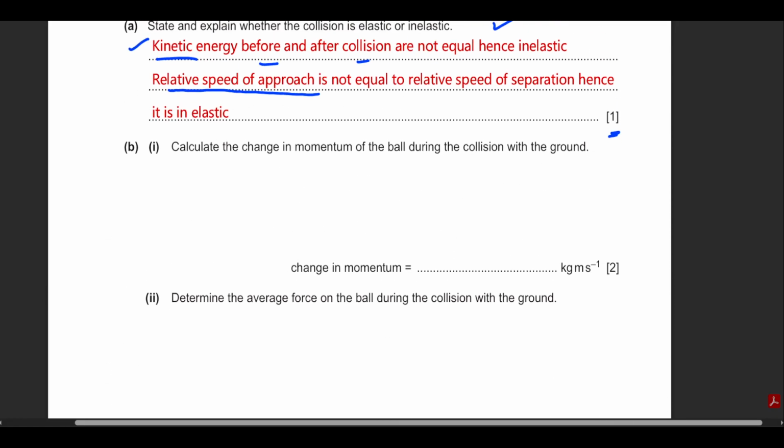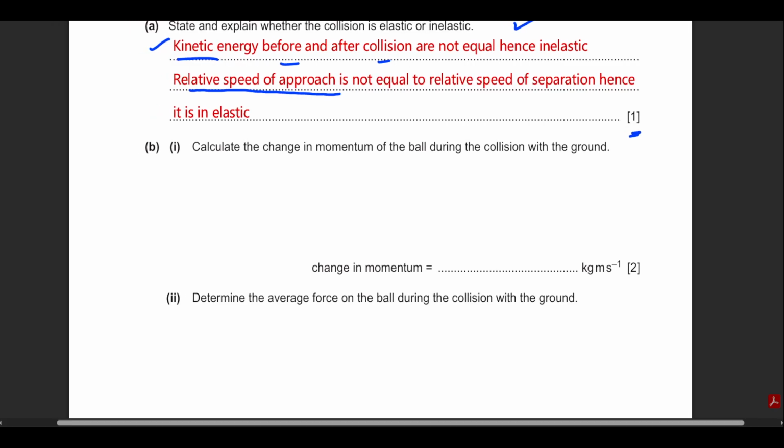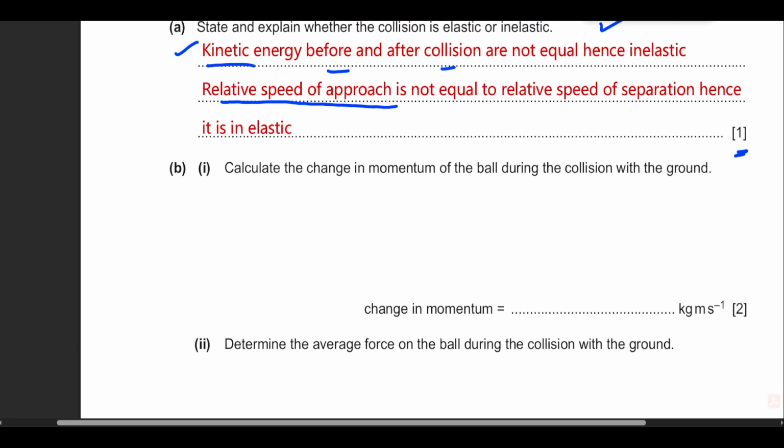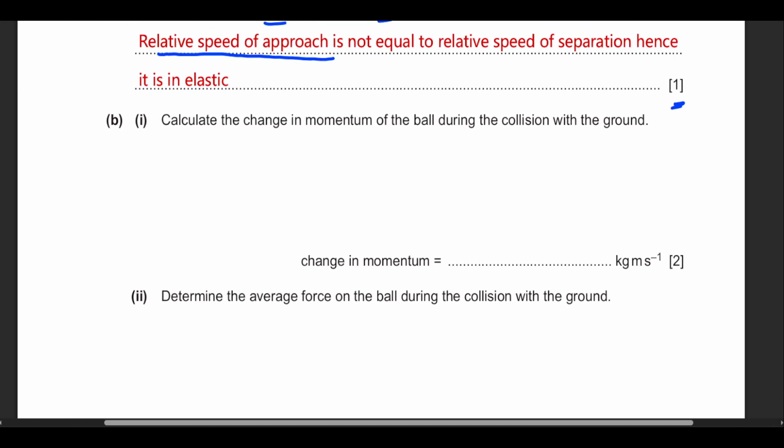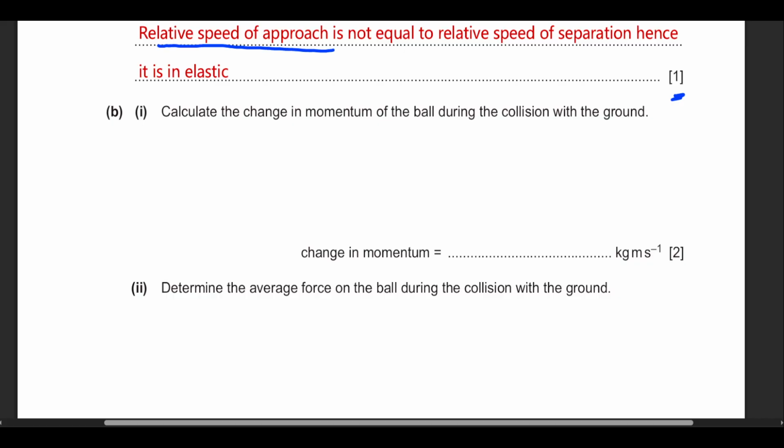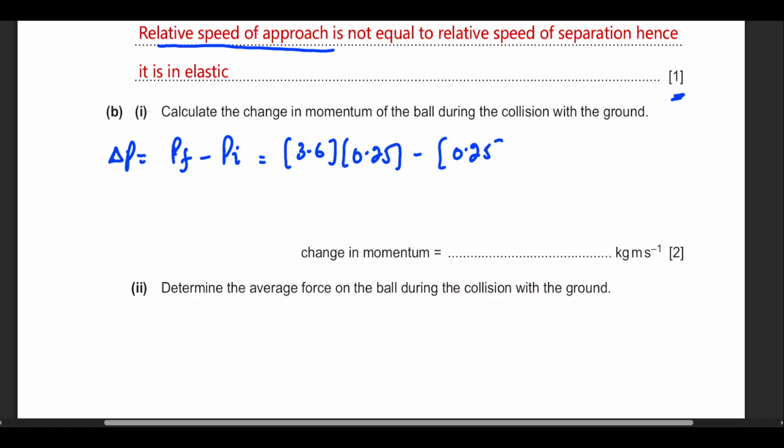He's asking, calculate the change in momentum of the ball during the collision with the ground. So this will be change in momentum equals final momentum minus the initial momentum, which will be 3.6 into 0.25 minus 0.25 into minus 5.2.